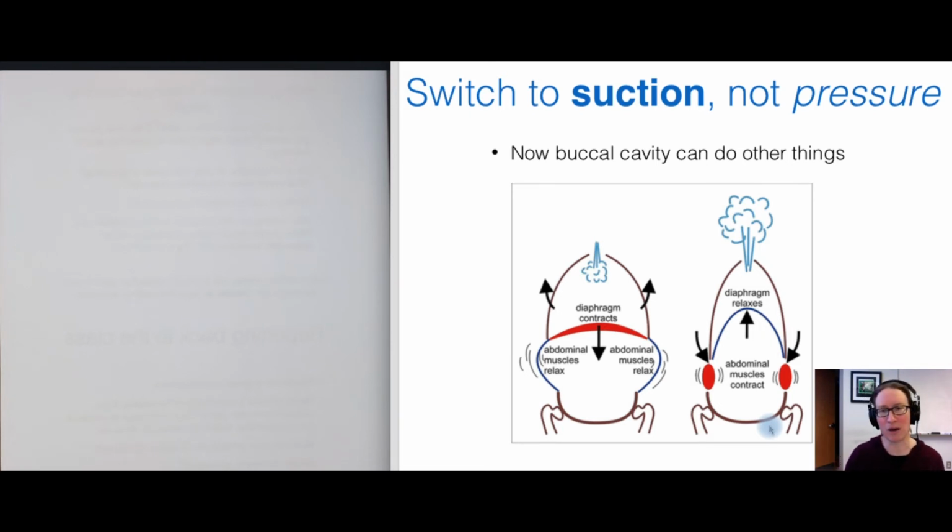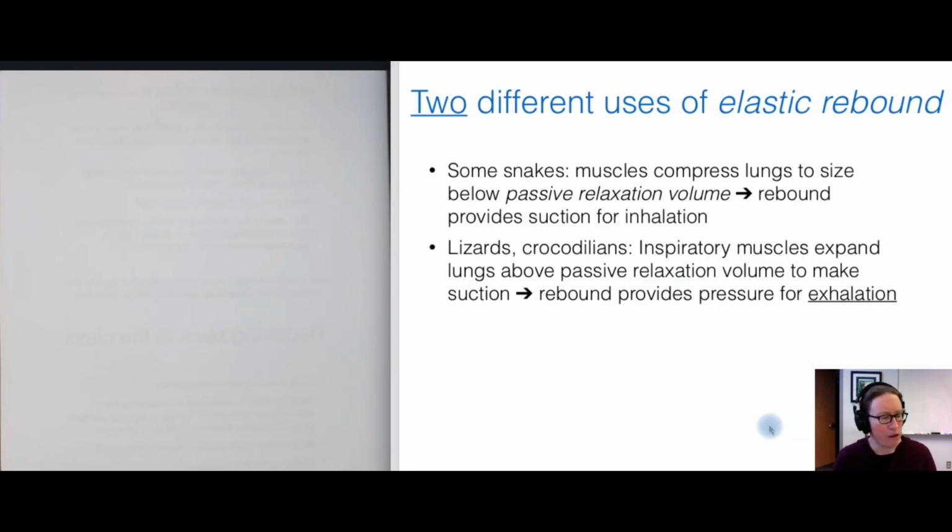So that's also part of why we see a lot of diversity in feeding lifestyles across different reptile groups, and things like incredible jaws that can unhinge. That's a product of being able to use the buccal cavity for other purposes. Reptiles also use another process called elastic rebound in their breathing cycles. Depending on the reptile at hand, there can be two different uses of this elastic rebound. So let's talk through what this means.